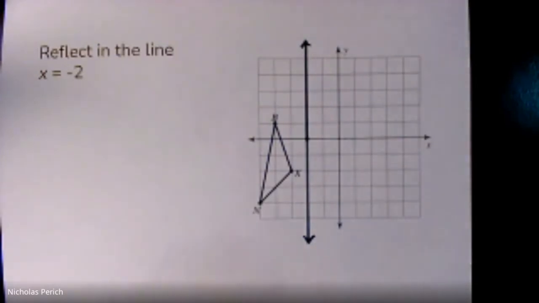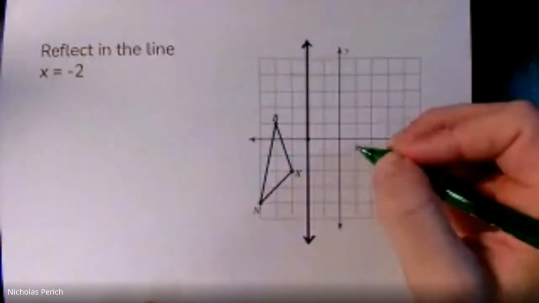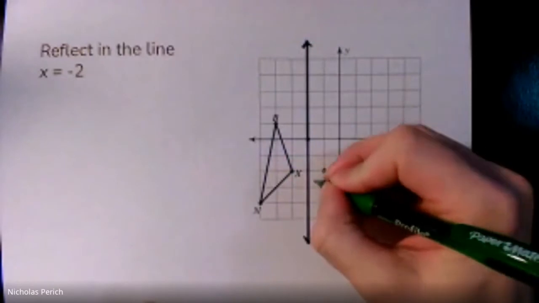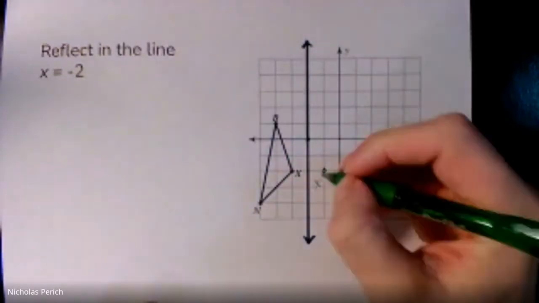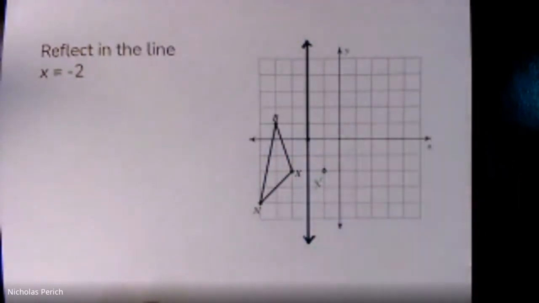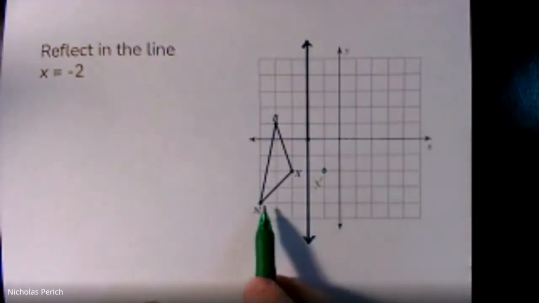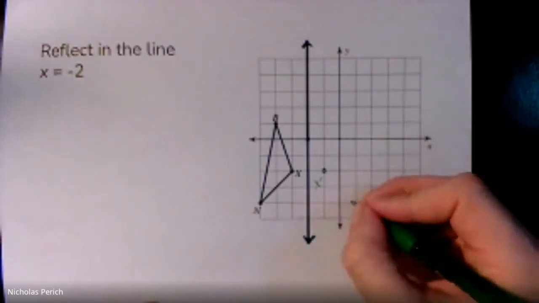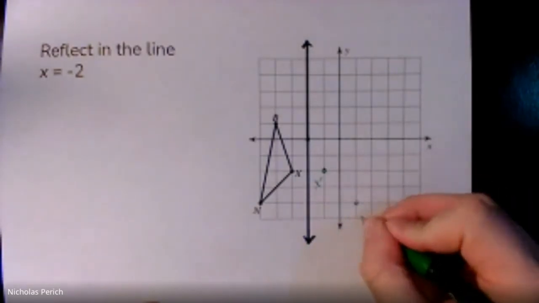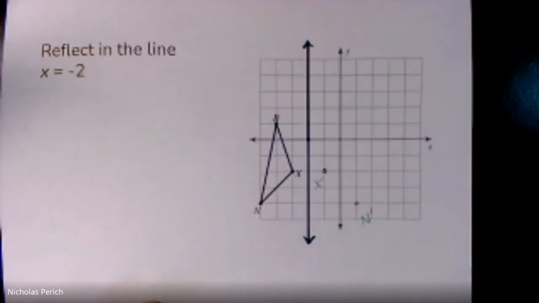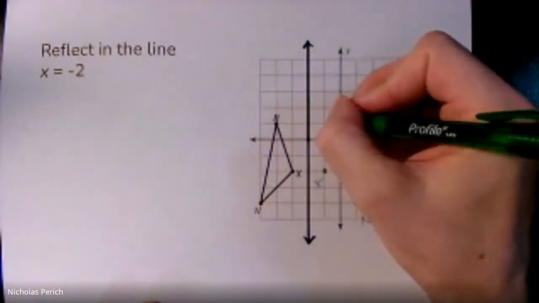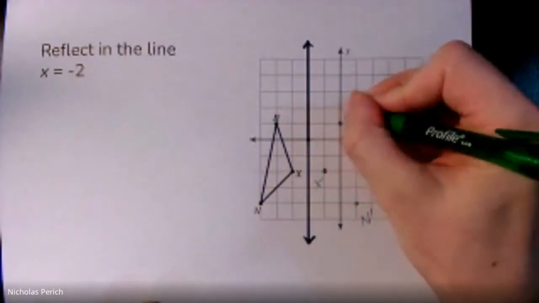According to my mirror, where X is 1 unit to the left, X prime is going to end up being 1 unit to the right of it. N appears to be 1, 2, 3 units to the left of it, so N prime is going to be 1, 2, 3 units to the right of it. B appears to be 1, 2 units to the left of it, so B prime is going to be 1, 2 units to the right of it.